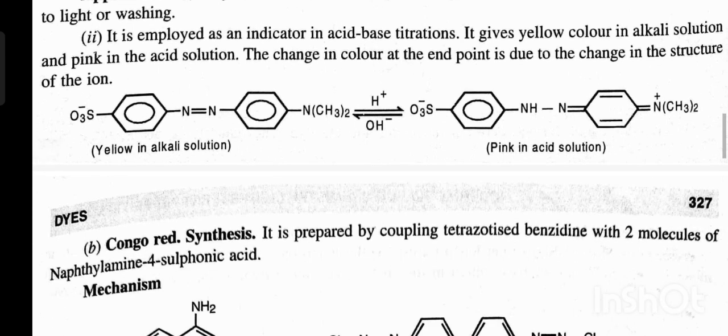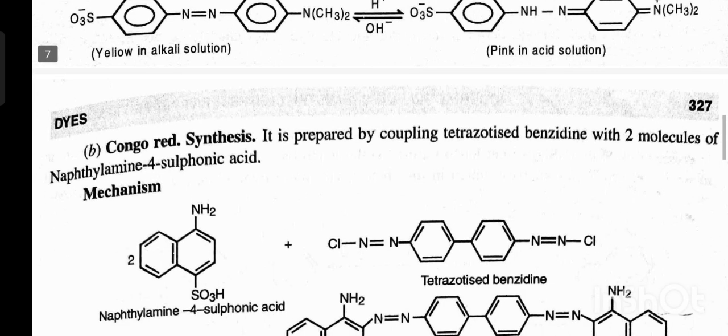B. Congo red synthesis. It is prepared by coupling tetrazotized benzidine with 2 molecules of naphthionic acid, naphthalene 4-sulfonic acid.